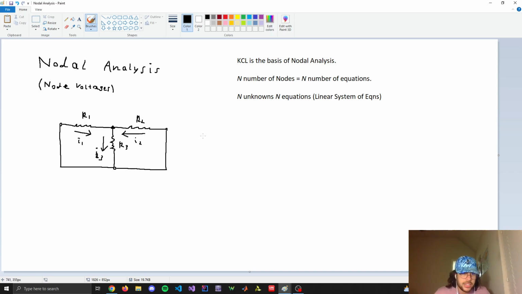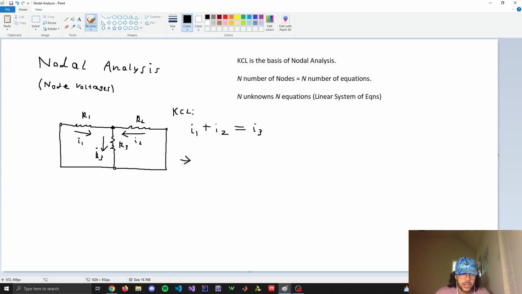So writing a KCL, current flowing in is current flowing out, so that means I1 plus I2. These are two currents flowing into the node and flowing out of the node. That means equals I3. So this is the KCL, this equation. Now you need to write these currents in terms of voltage. So you can introduce R into the equations.